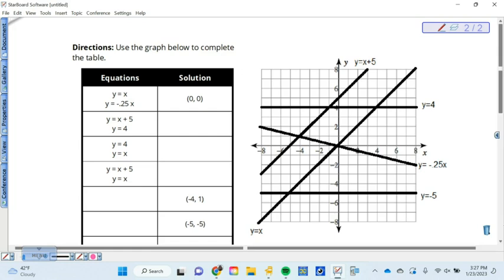So y equals x, that's right here. Y equals negative 0.25x, that's right here. Those two lines intersect right at the origin. So I put for my solution 0, 0. So for all of these, your solutions are going to be what? What are these called?